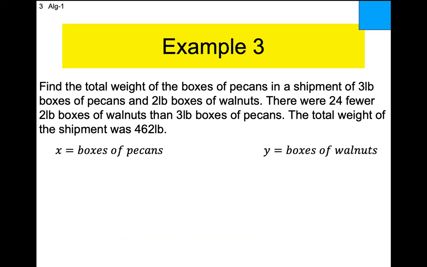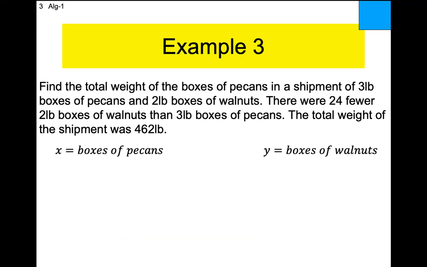Once again, it's a balance. Does it say they literally weigh the same amount? No. It says there were 24 fewer walnuts. Okay, walnuts over here, pecans over here. It says there were 24 fewer. That means there's more pecans over here. How do we make them equal? If you subtract, this gets higher. So we need to add to which one?